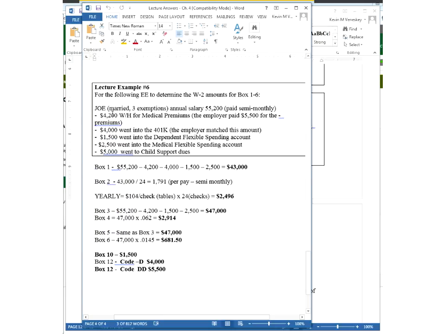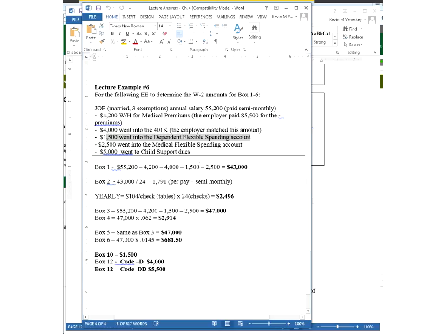Okay, key things to look at with this one. We have an annual salary of 55,200, so that's going to be our base gross pay. It's going to be our starting point, and then knowing what can I deduct and what can I not. From the 55,200, we get to take out our medical premiums. We get to take out our retirement money. Knowing that the employer matches it is not relevant for the W-2, so that's extra information.